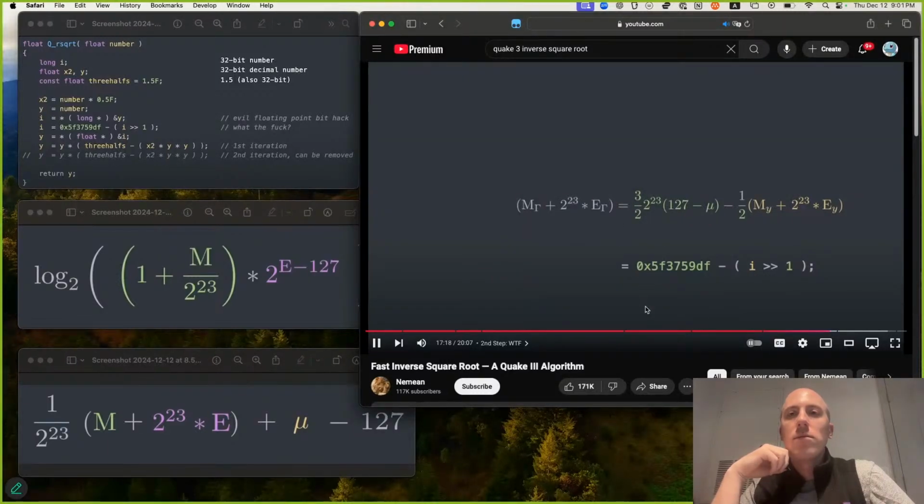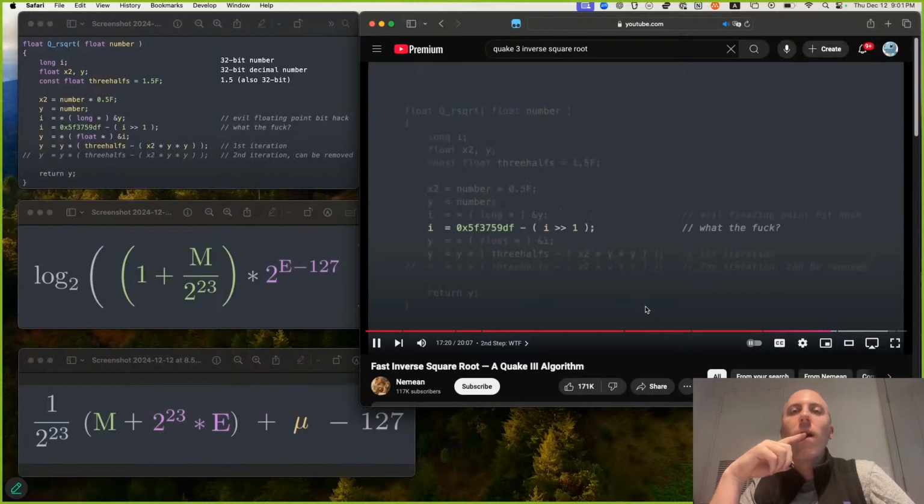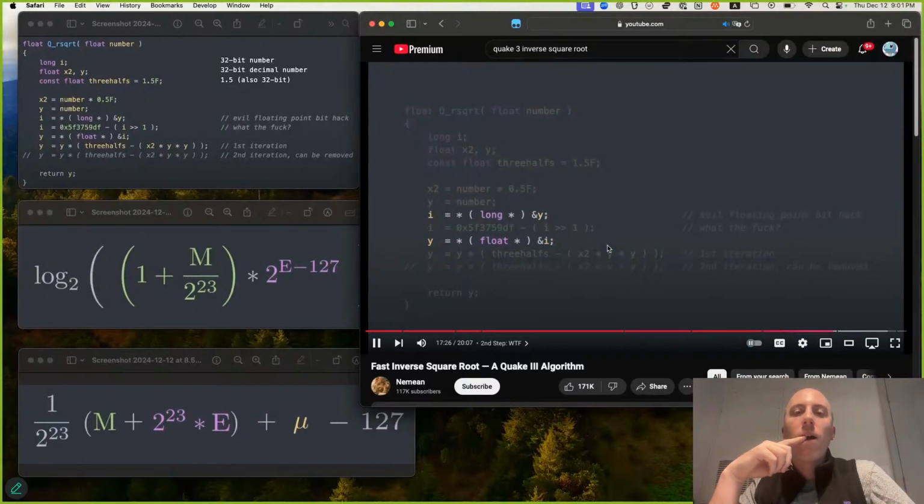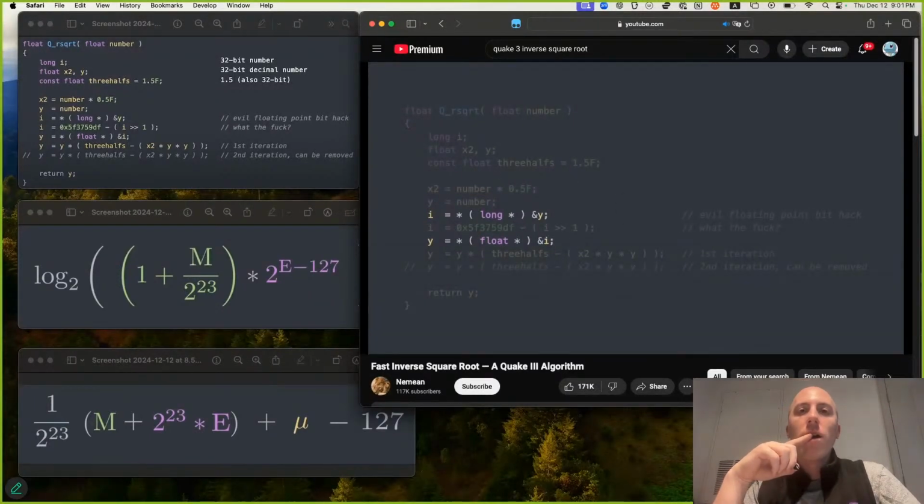Now we have the bits of our solution, and we can just reverse the steps from the evil bit hack to get back the actual solution from those bits. Well, actually, not the exact solution, just an approximation. Let's just go back here. So I is the solution, and then we just cast it back to a float pointer and then get the value back out. Y is type float. Okay. Actually, not the exact solution, just an approximation.